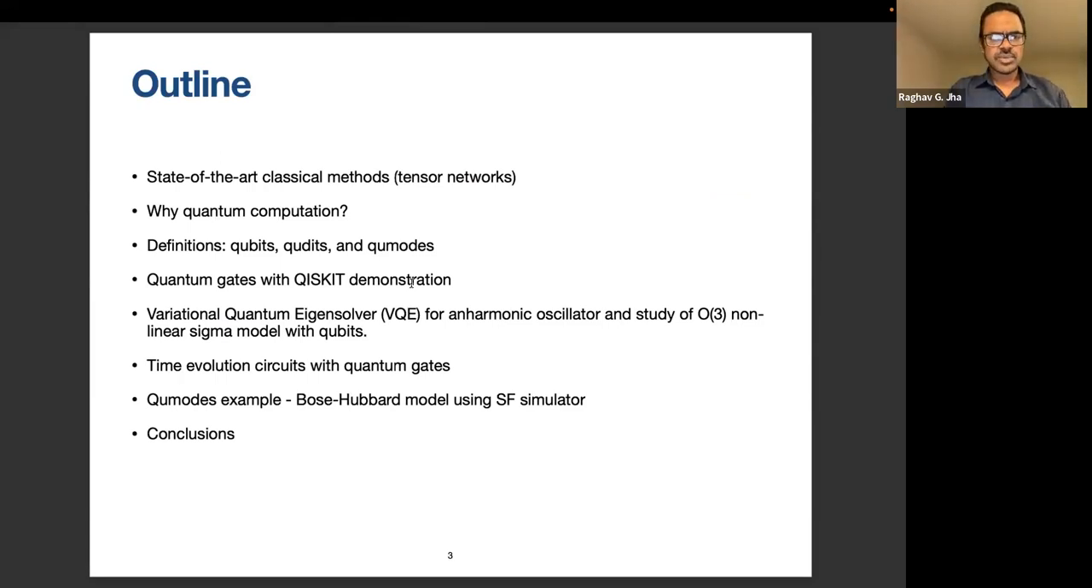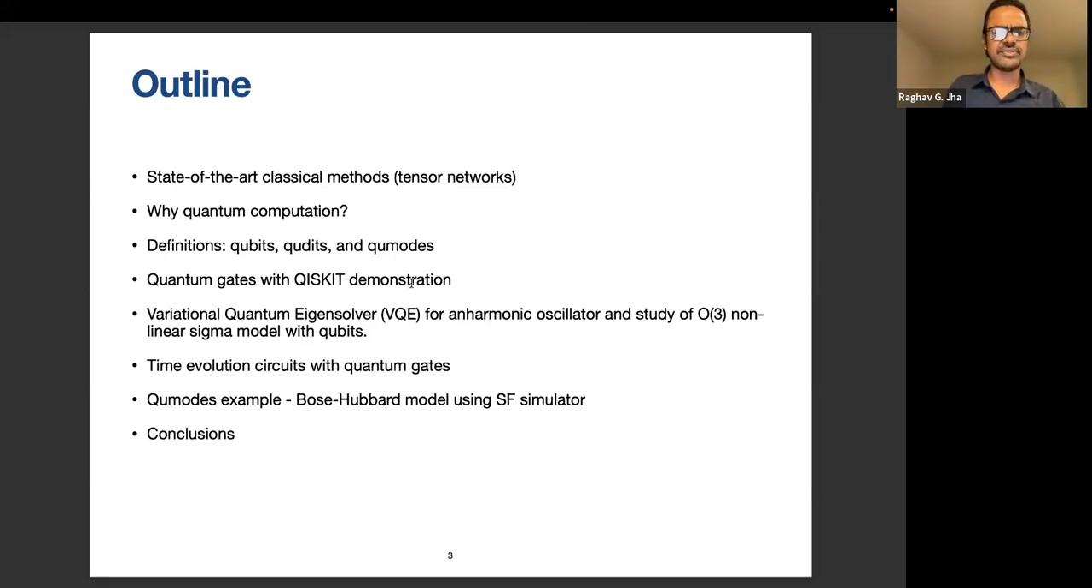I'll talk about the state-of-the-art classical computing methods which we use today to understand quantum many-body systems, and those are called tensor network methods. Then I'll talk about why we really need quantum computation: what are the limitations of tensor networks, and why do they not work well for some of the problems which we want to study in physics.